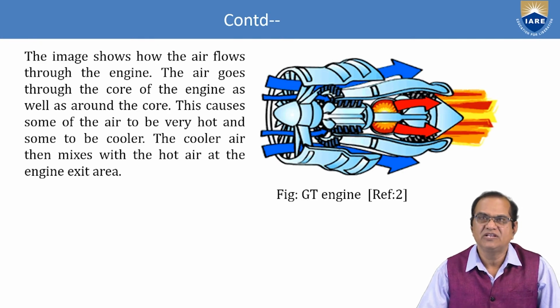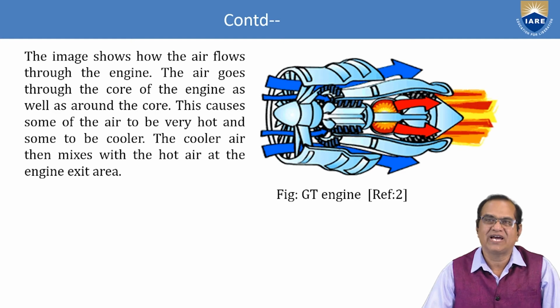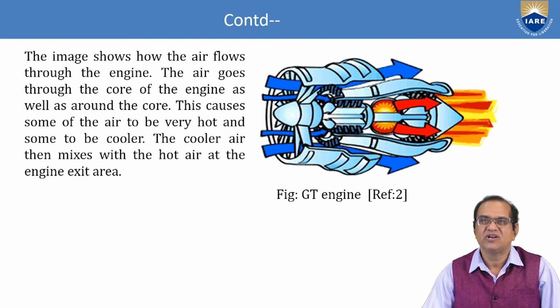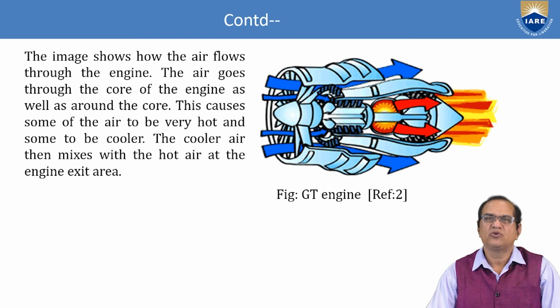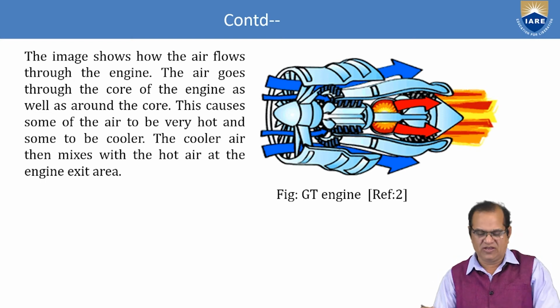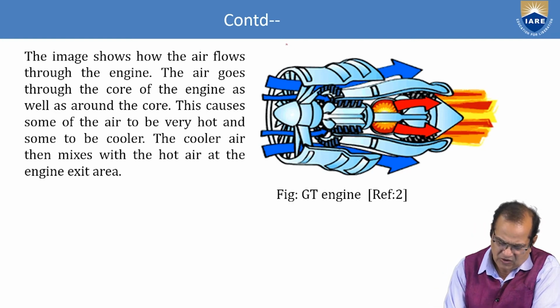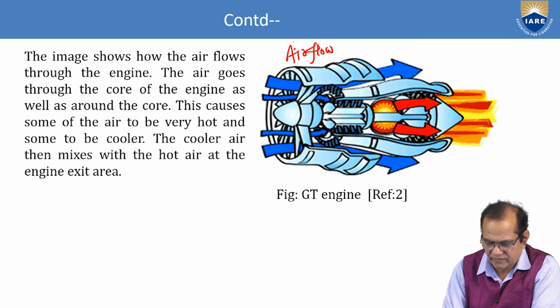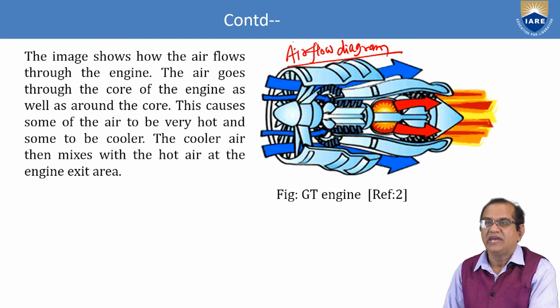The engine shows how the air flows through the engine. The air goes through the core of the engine as well as around the core. This causes some of the air to be very hot and some to be cooler. The cooler air is then mixed with the hot air at the engine exit. So here is shown an air flow diagram, how this air is going.